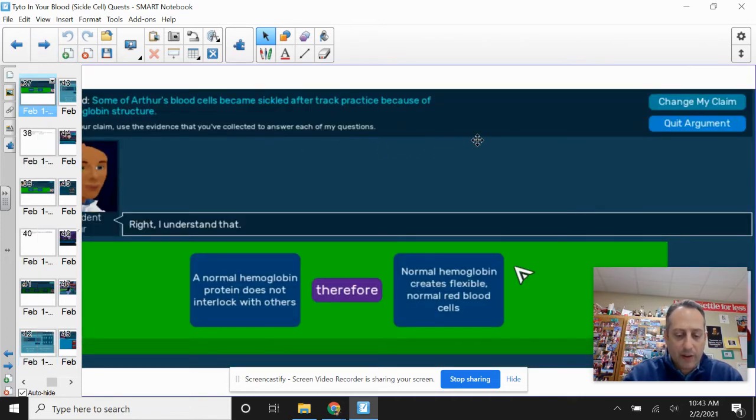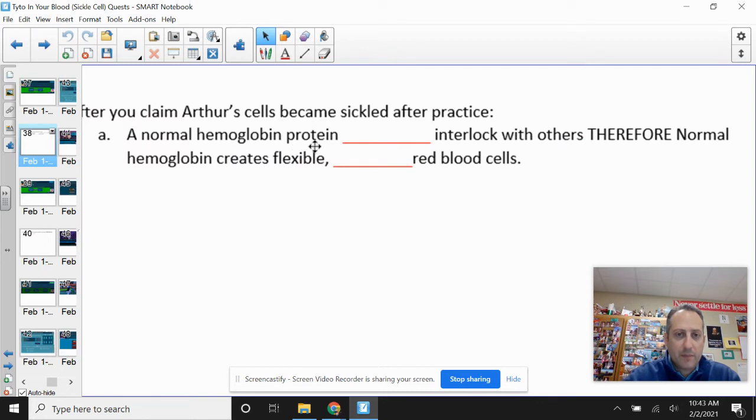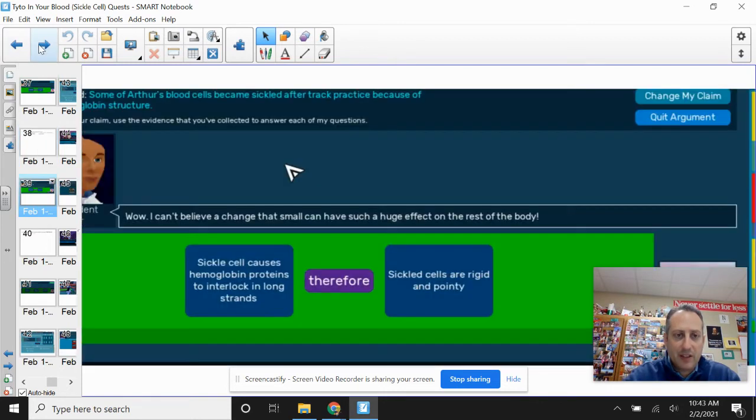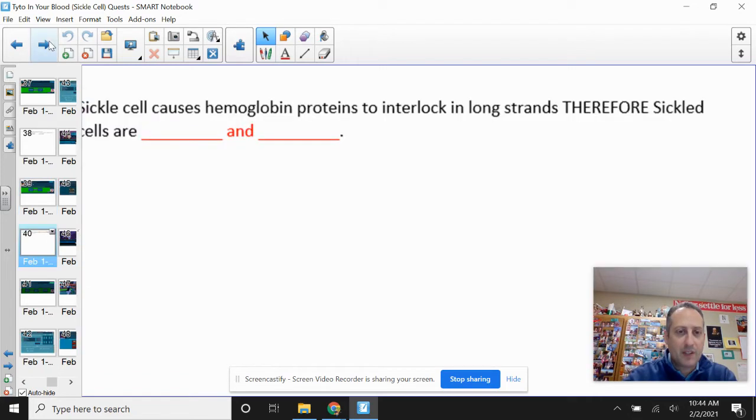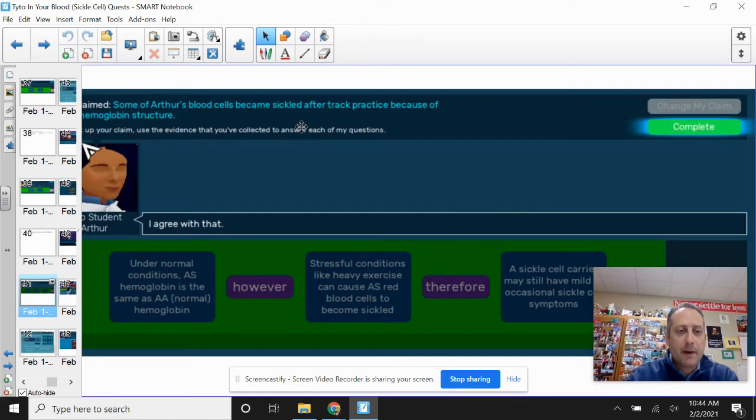So here is argument number 6, question number 6 in my worksheet. A normal hemoglobin protein does not interlock with others. Therefore, it creates flexible normal red blood cells. Sickle hemoglobin causes proteins to interlock in long strands, so they're rigid and pointy. Therefore, sickle cells are rigid and pointy. Under stress, some of Arthur's red blood cells become sickled after track practice because of the structure.